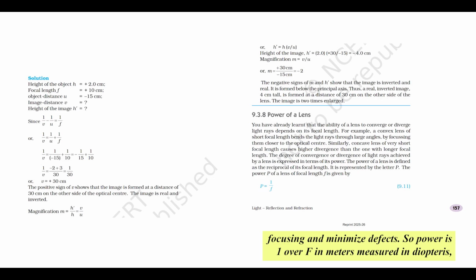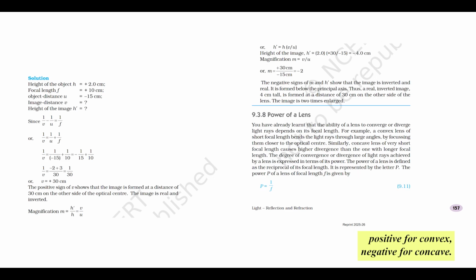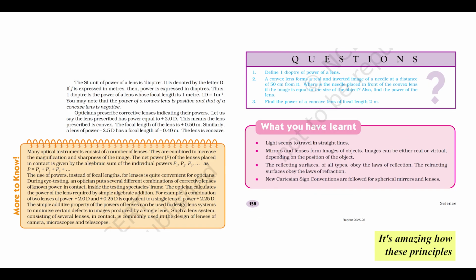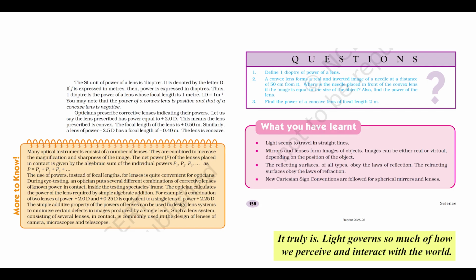So power is 1 over F in meters, measured in dioptres, positive for convex, negative for concave. And powers just add up when lenses are combined. That's quite neat and explains a lot about spectacles. It's amazing how these principles explain everything from a mirage to how my camera works. It truly is. Light governs so much of how we perceive and interact with the world.